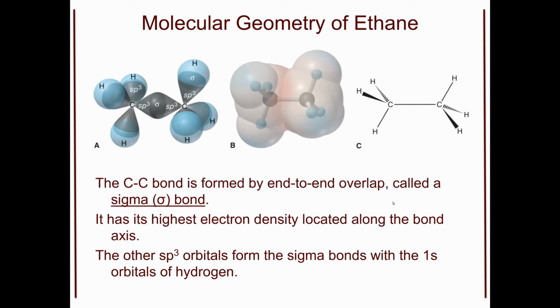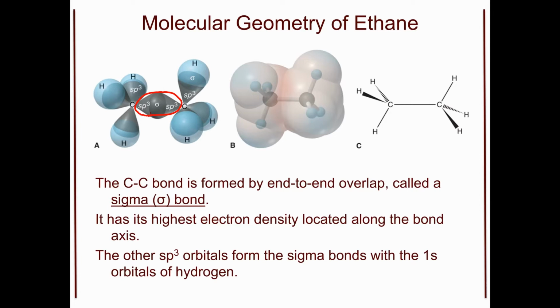Our carbon-carbon bond is going to be formed by the end-to-end overlap of our hybrid orbitals. That can be seen right here in this bond of our two hybrid orbitals. If this end-to-end overlap occurs, we are going to call that a sigma bond. It has its highest electron density located on the axis of the bond directly between the two atoms.